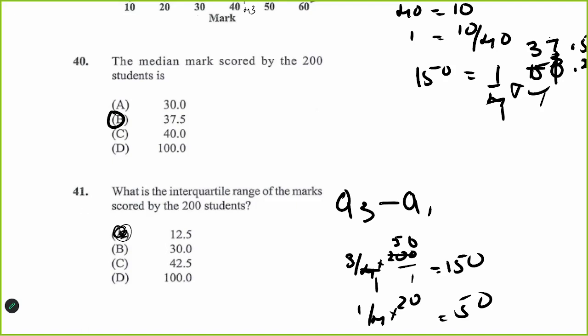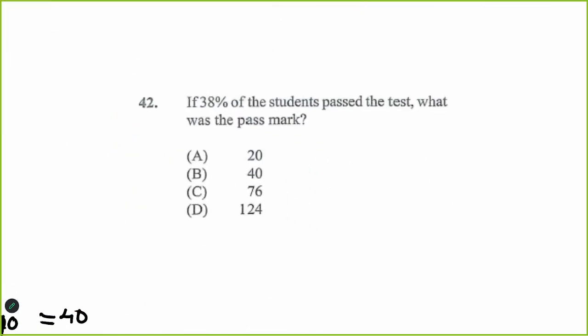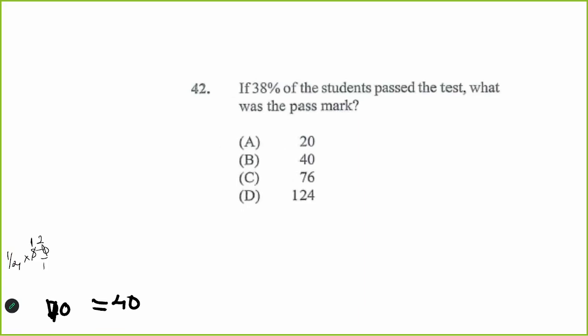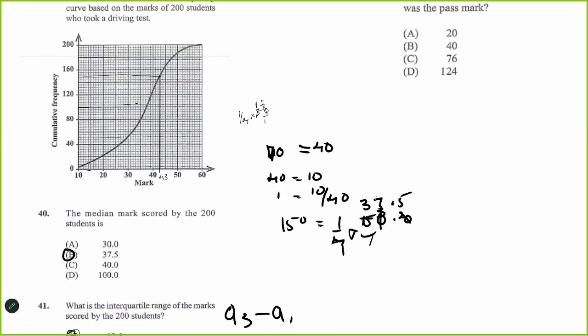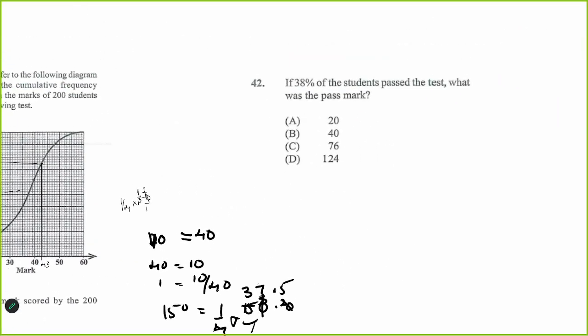This is just so much work for multiple choice. If 38% of the students pass the test, what was the pass mark? If 38, so we have 38% of the students pass, right? So that's 38 over 100 multiplied by 200 over 1. That is 76, right?